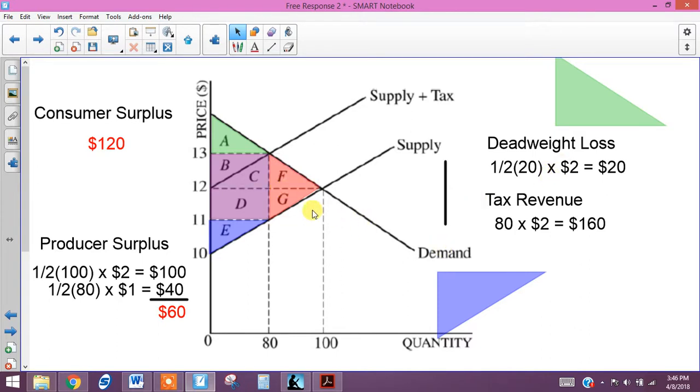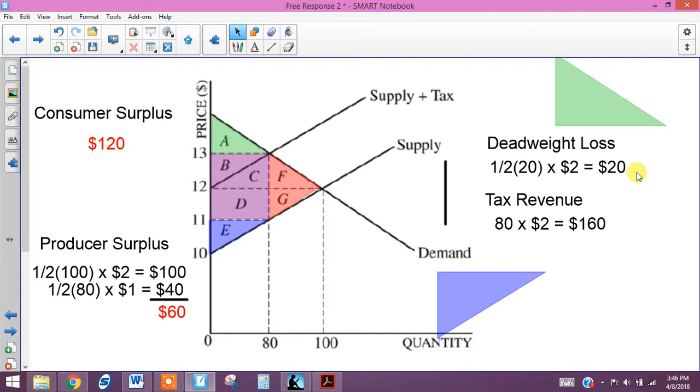This is not drawn to scale at all, because the distance from 0 to 80 is just about equal to the distance from 80 to 100, which is only 20 right here. So this is not drawn to scale. Don't let that confuse you. But the area that can be identified for deadweight loss is F plus G, and you can calculate that by just multiplying 1/2 times the base times the height, which is 2, and you can say we have a deadweight loss of $20.